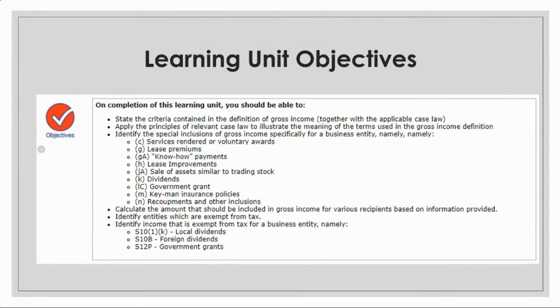And then you need to be able to identify income that is exempt. So they talk about local dividends. Normally, local dividends are completely exempt. There are 4 exceptions though. The most common ones are the rates one, and if you have more than 10% of the shareholding in a company, then it would not be exempt. And then your foreign dividends is generally that ratio, so you need to know the ratio. You take the foreign dividends component and apply the ratio to work out the exempt portion of it. And then government grants are generally exempt as well.